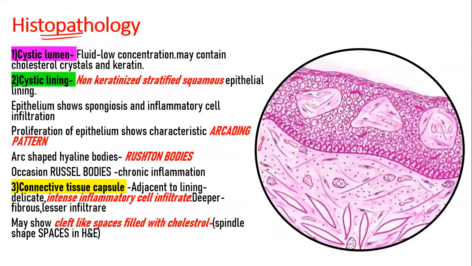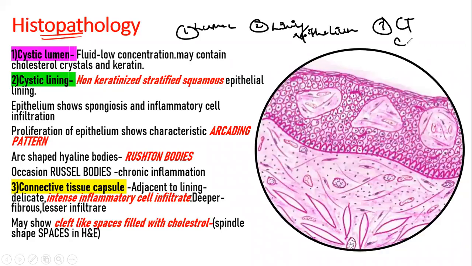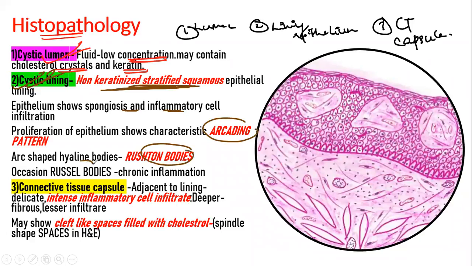Histopathologically, we study it under 3 phases: the lumen, the lining epithelium, and the connective tissue capsule. In the lumen, what you have is a fluid of low concentration, which may contain cholesterol crystals and keratin. More importantly, in the cystic lining, it is non-keratinized stratified squamous epithelium, which shows spongiosis and inflammatory cell infiltration and proliferates in an arcading pattern with Rushton bodies and Russell bodies.